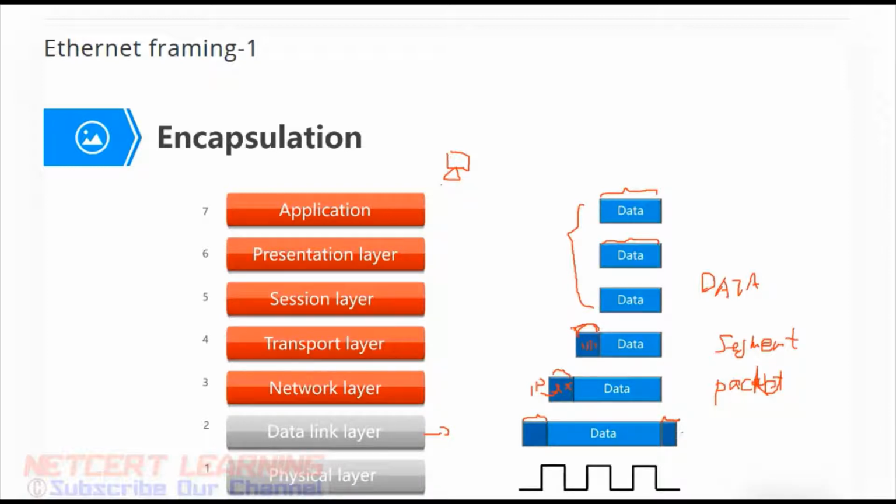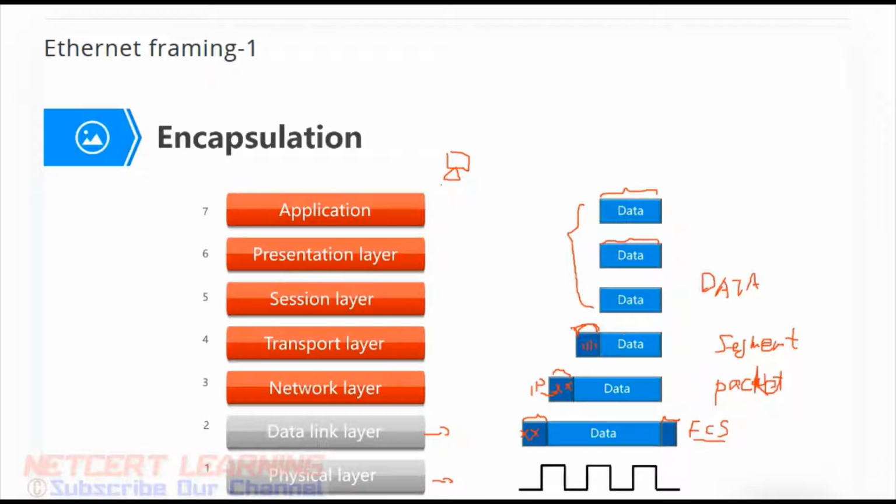The trailer is used for the frame check, to check if some error happened when sending between 2 devices. And this header also decides the destination, who should receive this frame. Okay, and then the physical layer just changes the data into signals, the voltage, the high level or the low level voltage. Okay, this is the encapsulation process.